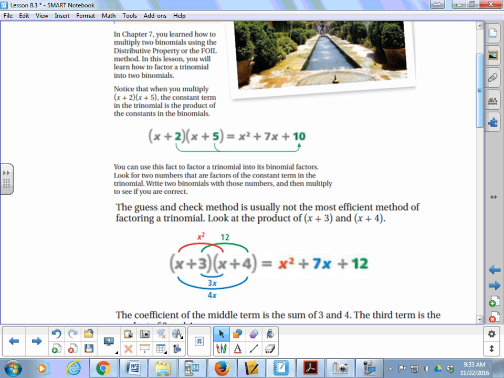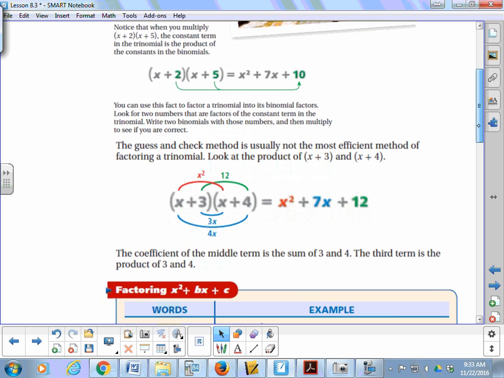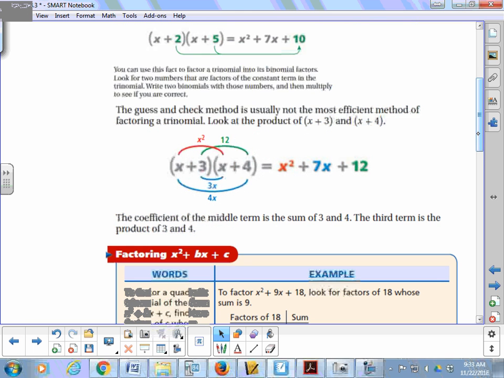So we're going to factor trinomials today. So we're going to go from x squared plus 7x plus 10 to x plus 2 times x plus 5. Multiplying those two quantities together. So here we have x plus 3 times x plus 4. So when we multiply these, notice a couple of things, right? So we've got some color going on here to help us with this.